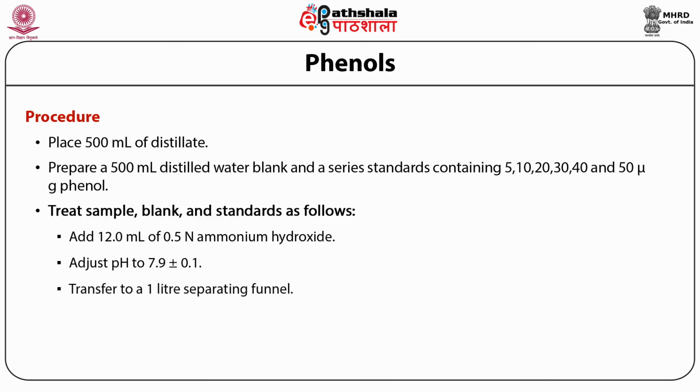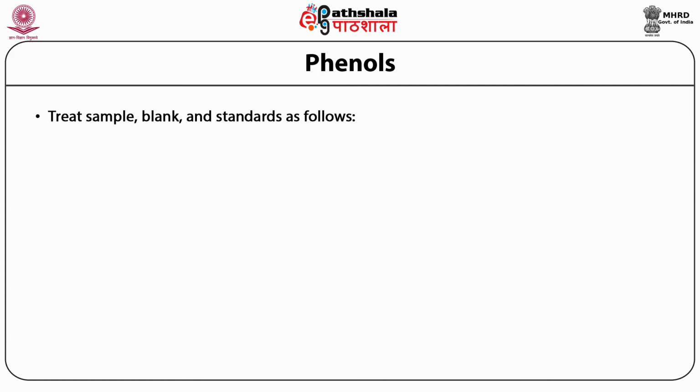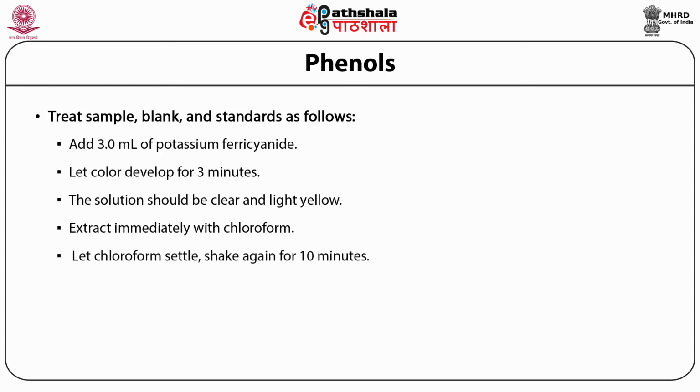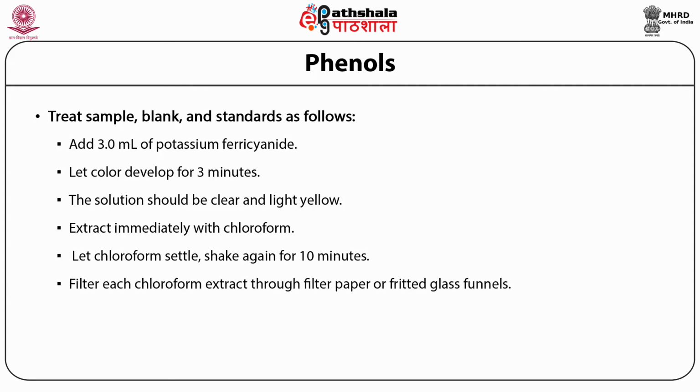Then transfer this solution into a 1 liter separating funnel and add 3 ml of aminoantipyrine solution and mix well. After proper shaking of the separatory funnel, add 3 ml of potassium ferricyanide and let the color develop for 3 minutes. The solution should be clear and light yellow. Extract immediately with chloroform, let the chloroform settle down and shake again for 10 minutes. Filter each chloroform extract through filter paper or a fritted glass funnel, and then the solution is made up to the mark with the help of distilled water.